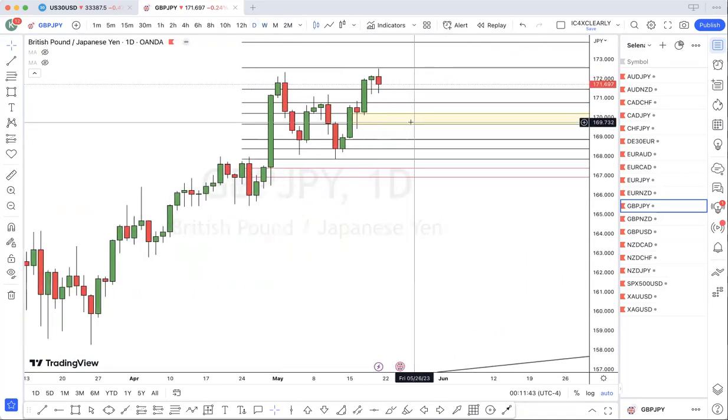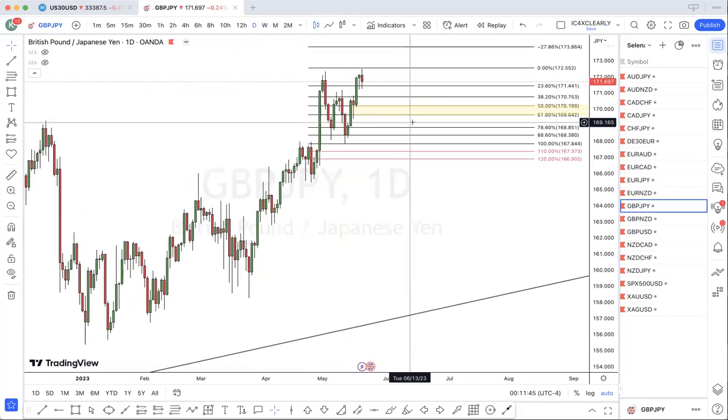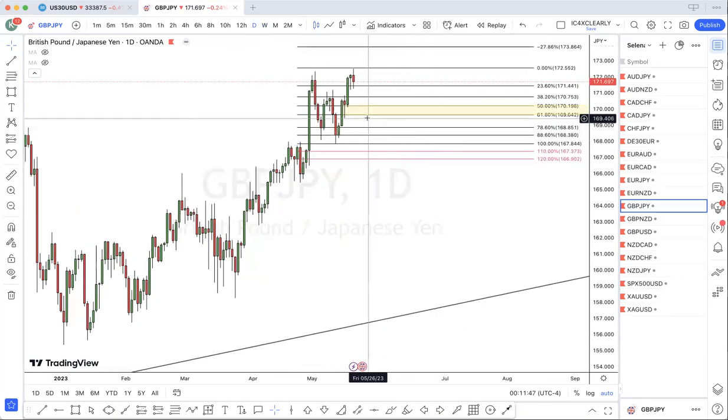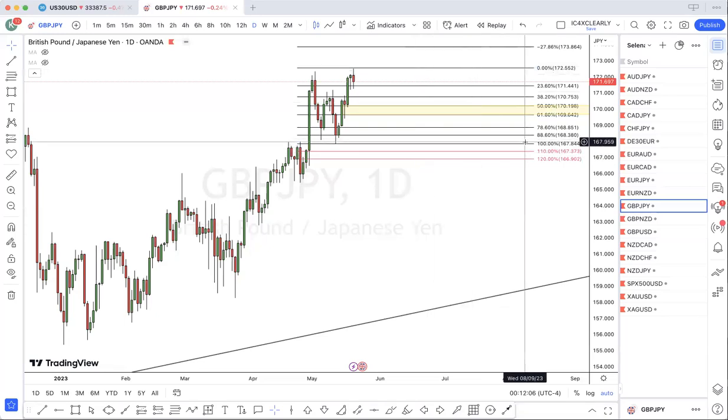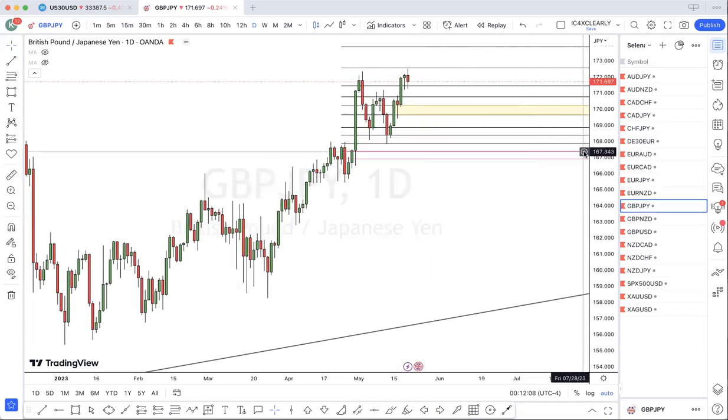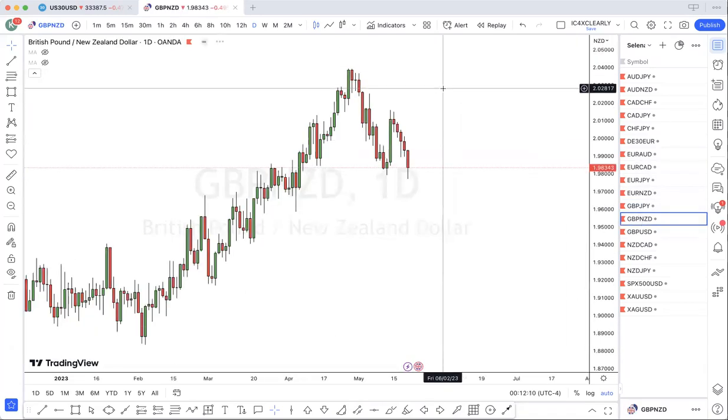To the daily, there's imbalance here near the 78. So maybe price will pull back and clear the 78 before continuation of a buy. So that's what I see for GBP JPY.